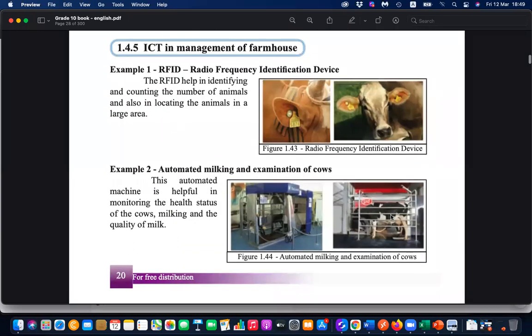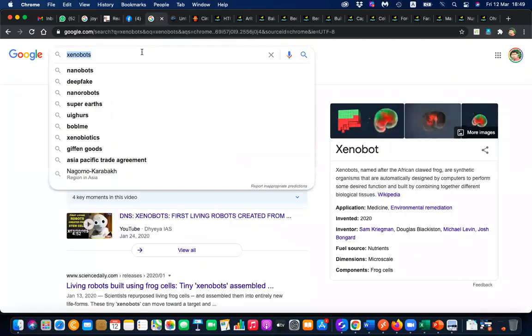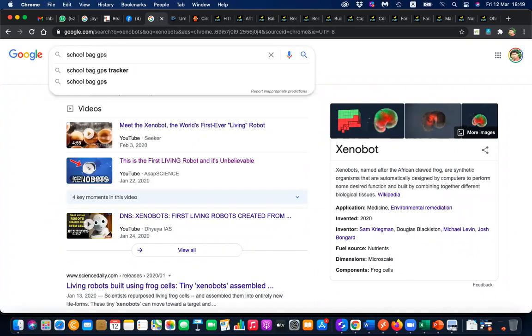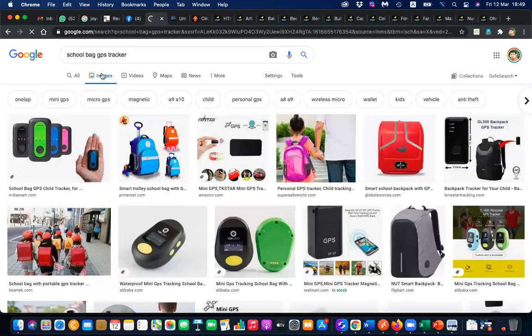In Sri Lanka, in our country also, for some animals and pets, you can attach an RFID tag to your pet to identify its location. Even in the near future, I guess, your school bag will have an RFID or GPS tracker, where your parent can see where you are. It will trigger an alarm when close by. Parents can monitor your activities and your location using their mobile phone.